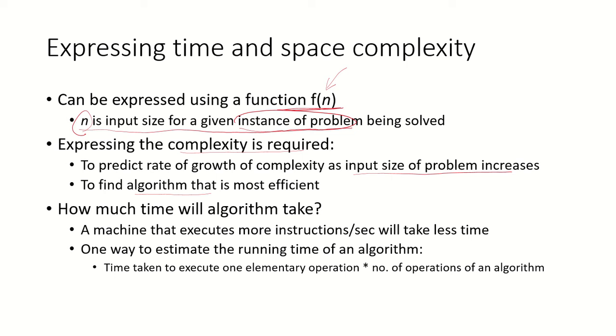So how do we compute how much time the algorithm will take? We know that a machine which is executing more instructions per second is going to take less time, right? So how can we estimate the running time of the algorithm? If we know the number of operations of an algorithm, and the time taken to compute one elementary operation, multiplying them will give us the running time of the algorithm. The way of doing it is to run it on a machine and then check the time required to run that particular algorithm.